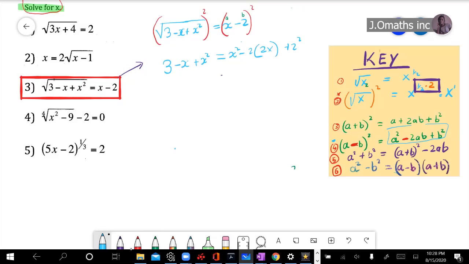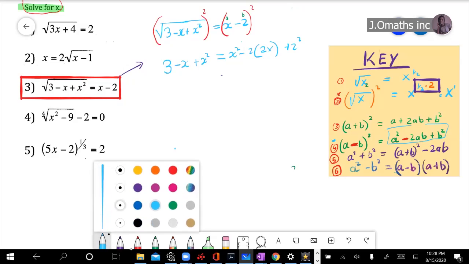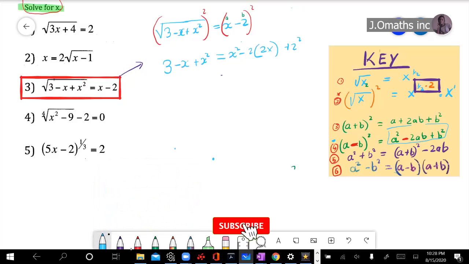We're going to rearrange the equation. This will become x squared. Negative 2 times 2 is negative 4x. And 2 squared is 4. We're going to rearrange the left side: x squared minus x plus 3.